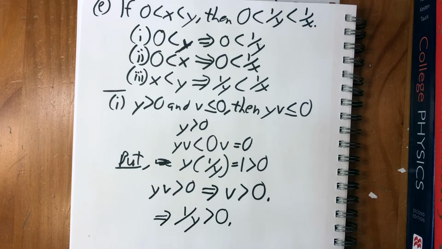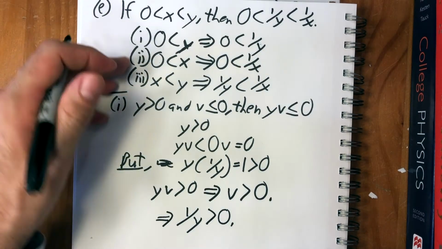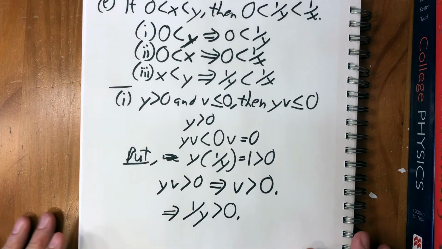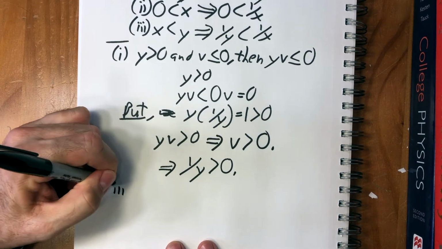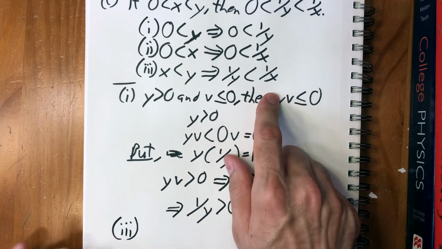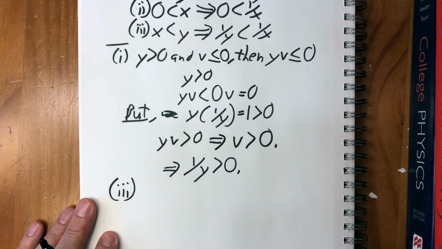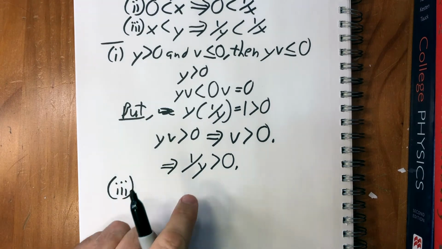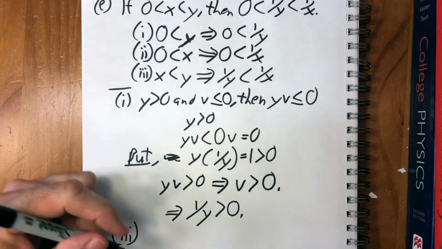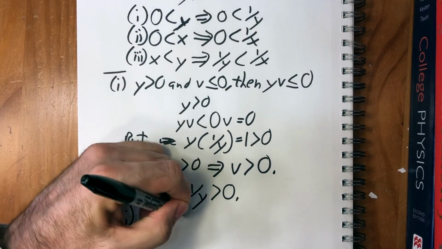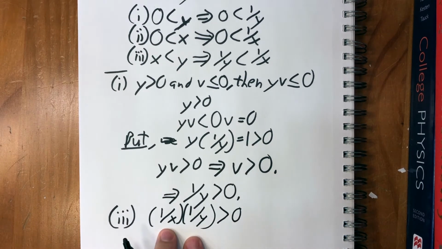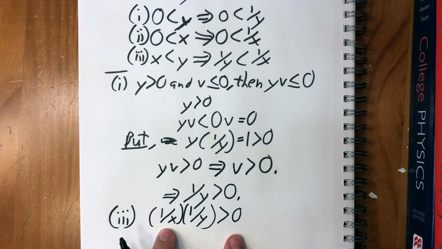Okay. So the same thing works for x, because it's just the same thing. If x > 0, then 1/x > 0. So the last thing we have to show is three, that if x < y, then 1/y < 1/x. We've just shown that 1/y and 1/x are both greater than 0. So we have that 1/x times 1/y is greater than 0, because a positive times a positive is greater than 0.